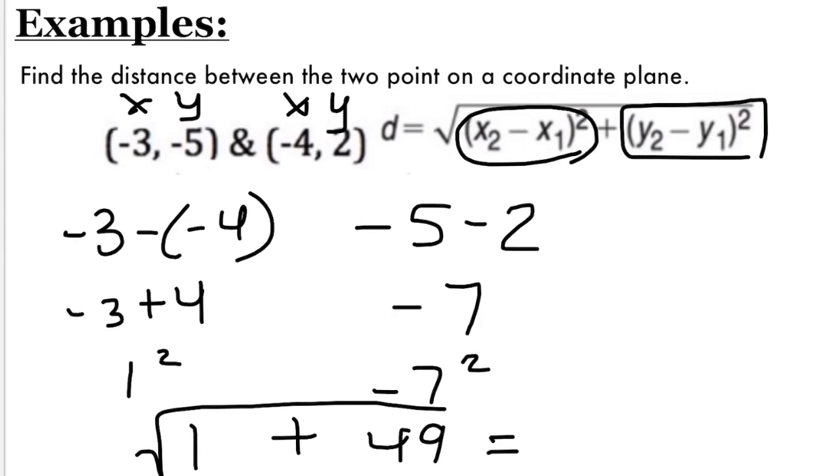So the square root of 50 is approximately 7.07. So pause the video and get this example copied into your notes.